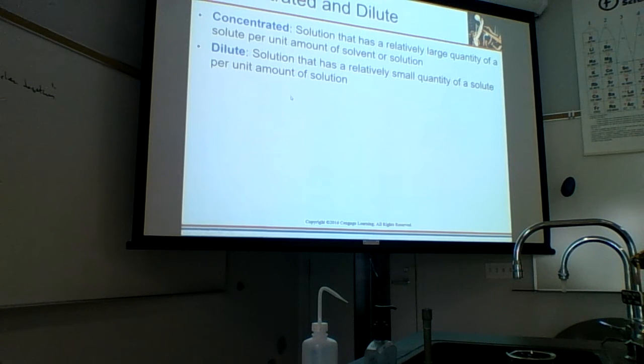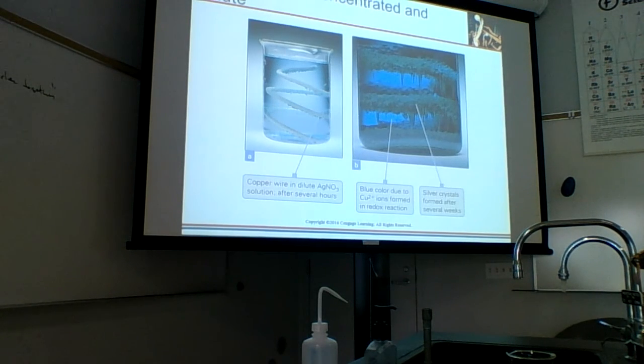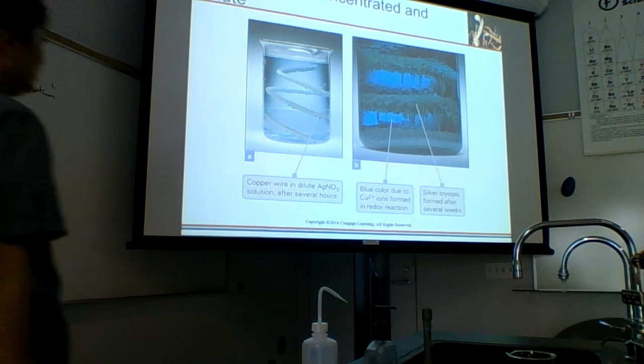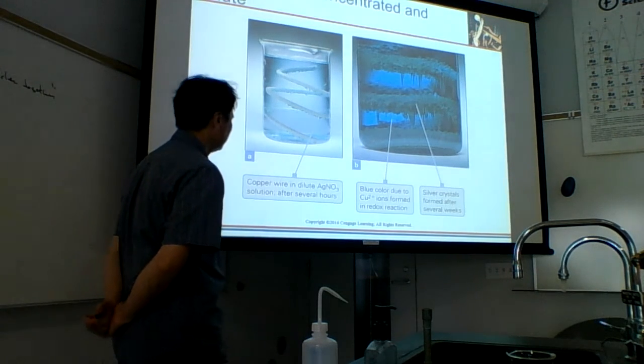We can make the solutions concentrated, or we can make them dilute. Concentrated means lots of solute. Dilute means very little solute. So concentrated sugar water versus dilute sugar water. They put some copper wire and dilute silver nitrate.